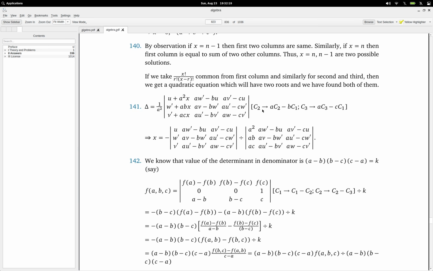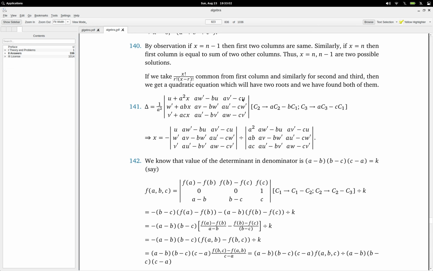So what we do is we perform C2 is equal to AC2 minus BC1 and C3 is equal to AC3 minus CC1. So we have to put 1 upon a square outside the determinant because we are multiplying column 2 and column 3 with a. Upon doing this, column 2 will become AW prime minus BU, AV minus BW prime, AU prime minus BU prime, AV prime, and third column becomes AV prime minus CU, AU prime minus CW prime, AW minus CU prime. So the idea is to get rid of x from the second and third column, which we have done.